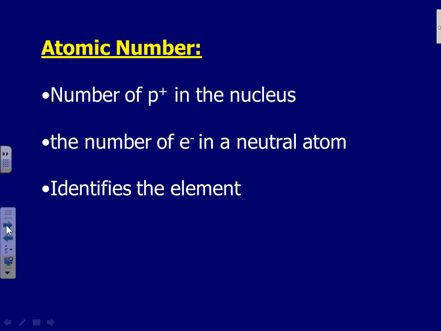After our test, we're going to talk about something called ions, which are charged atoms, and they're charged when electrons leave. So the electrons can come and go. The protons can't come and go. But for now, we're going to just talk about a neutral atom, one that has no charge, good old regular atom. The atomic number also identifies the elements.